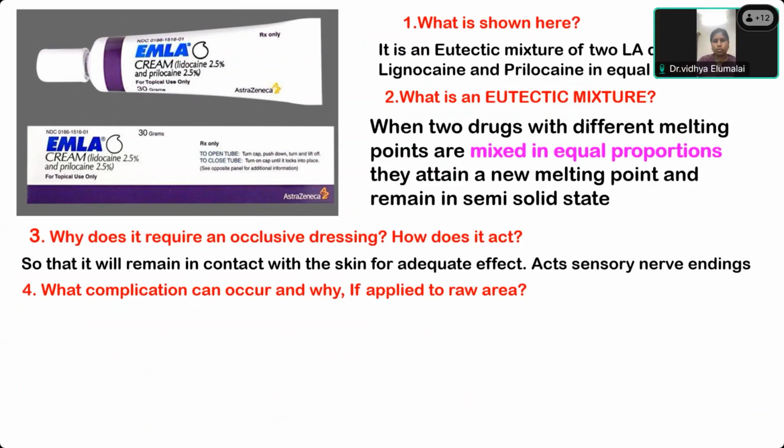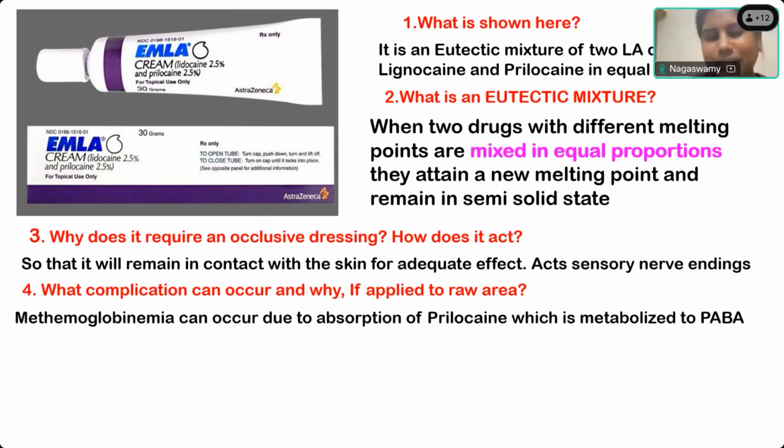Neurotox... Methemoglobinemia can occur due to absorption of prilocaine, which is metabolized to para-aminobenzoic acid or PABA. Okay? That is the reason why it should not be applied to raw areas.